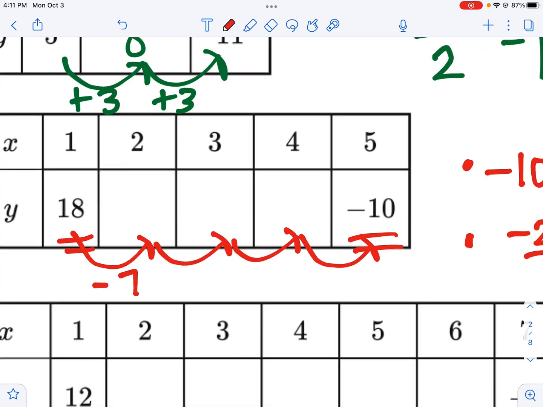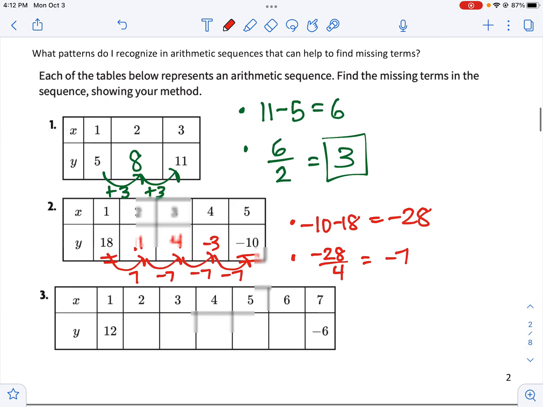And again, a lot of students got this by guess and check, and some got it by using this rule. So that will be 11. 11 minus 7 is 4. 4 minus 7, negative 3. And then you can check, do we get negative 10? All right, let's do it one more time.